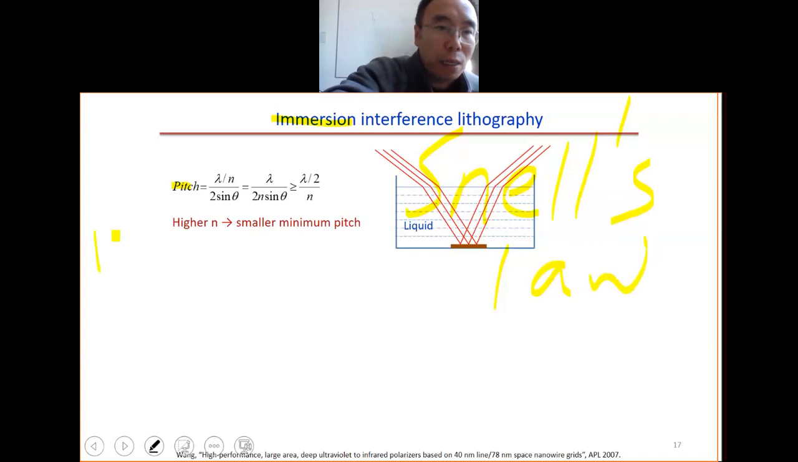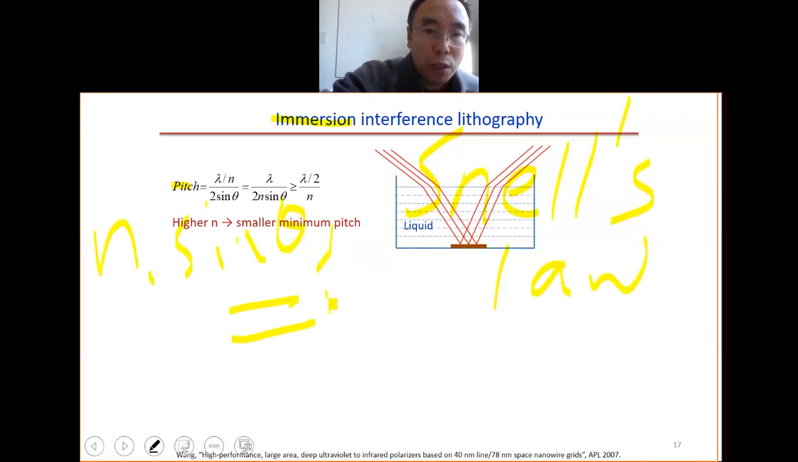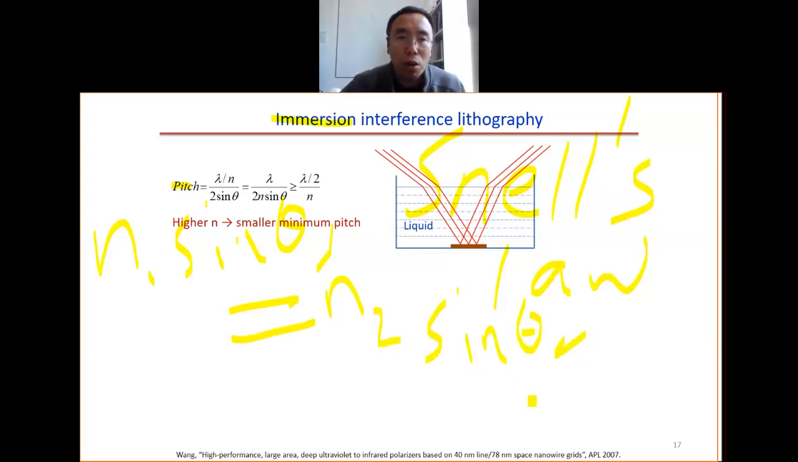n1 sin θ1 equals n2 sin θ2. Because of this Snell's law, the sine theta value here is the same in the liquid or in air. So we do not get any smaller pitch. Then what can we do to get a smaller pitch using liquid?